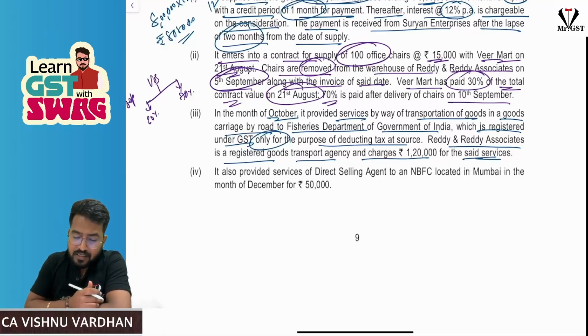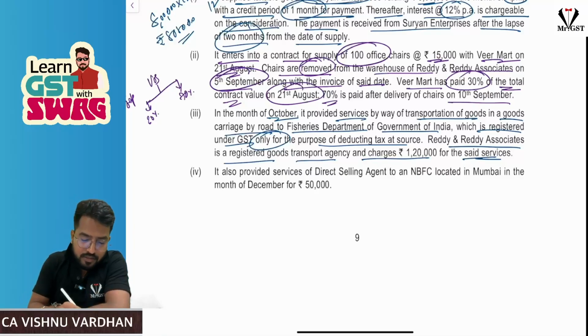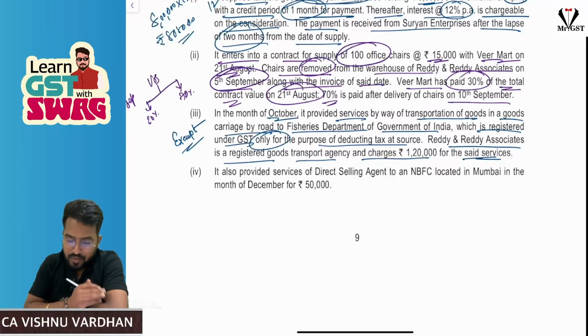Now please understand, if any services are provided to section 51 entities, in our class we will be discussing section 51 entities, which are registered under GST, just to follow section 51, GTA services to them is exempt under GST. So this is exempt under GST. Okay, fine.